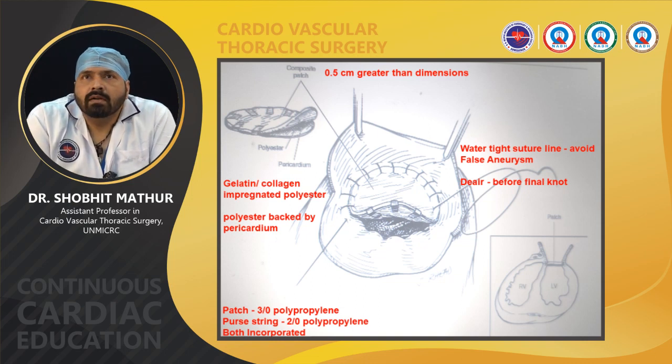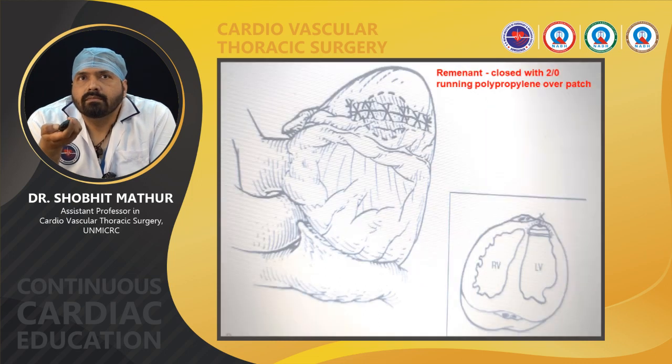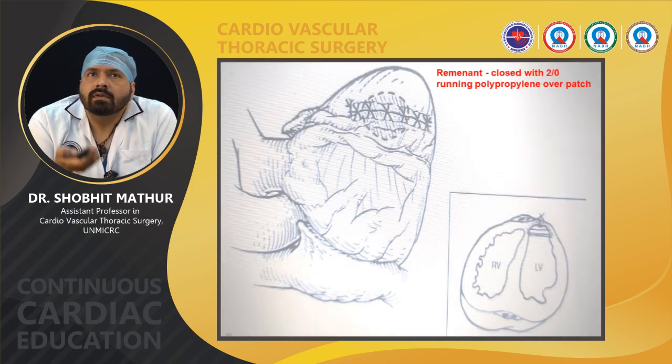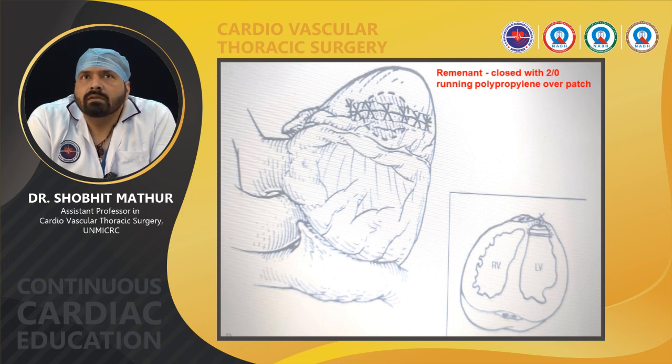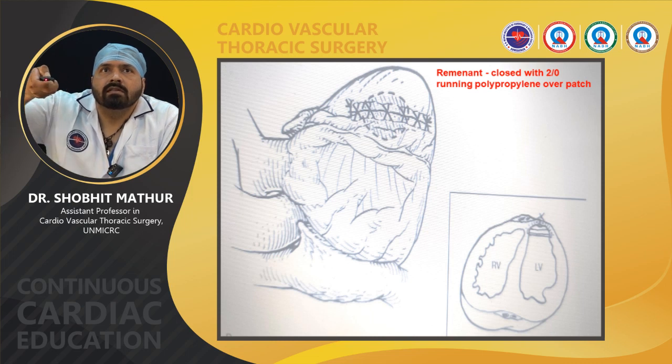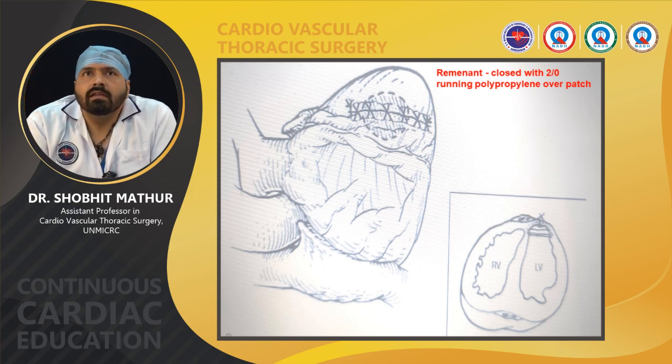The suture line has to be watertight to avoid any false aneurysm, and before tying the final knot, one must try to deair the left heart by doing some backbleeding. So after the patch has been placed, the remnant of the scar of the LV wall can be closed with a 2-0 running Prolene suture. So in this diagram we can clearly see that on the LV wall a circular patch has been taken, and over it a reinforcing closure of the remnant tissue has been done using 2-0 running Prolene sutures.